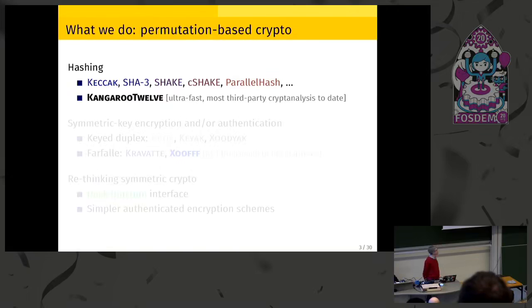Permutation-based crypto is a new kind of crypto in the sense that, instead of having a block cipher, we use a keyless permutation. The name Keccak comes from the designers, originally the designers of Keccak, which was selected as SHA-3 during the SHA-3 competition. We designed many things based on permutations. So we didn't stop at hashing.